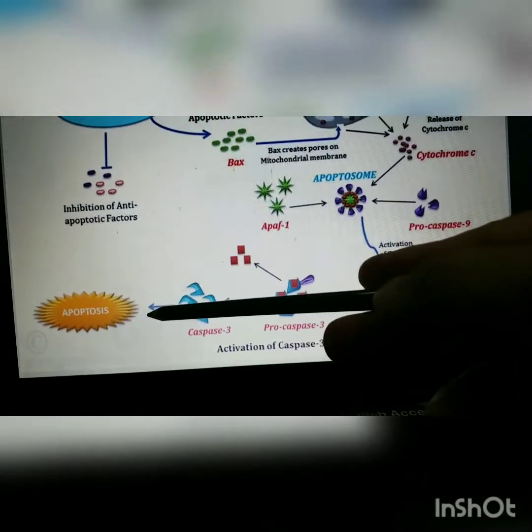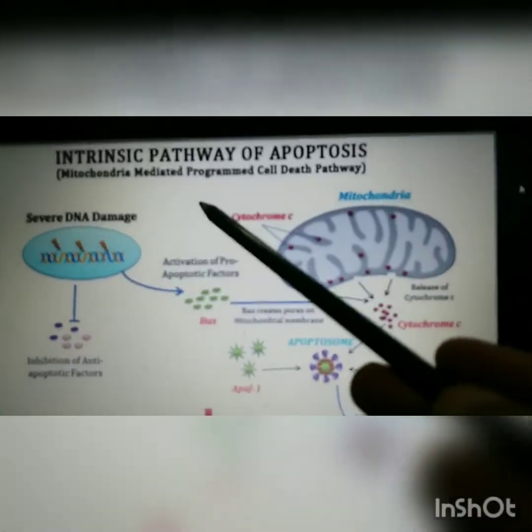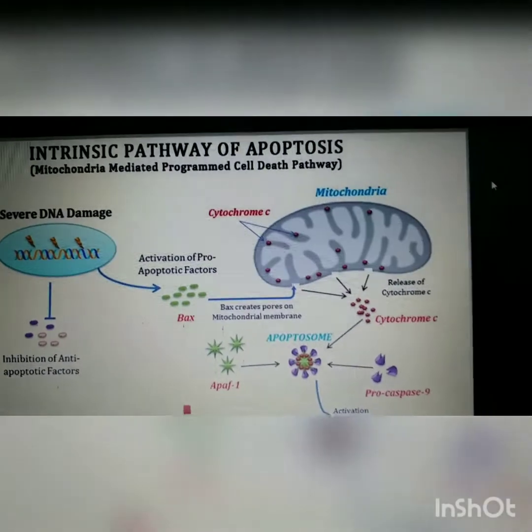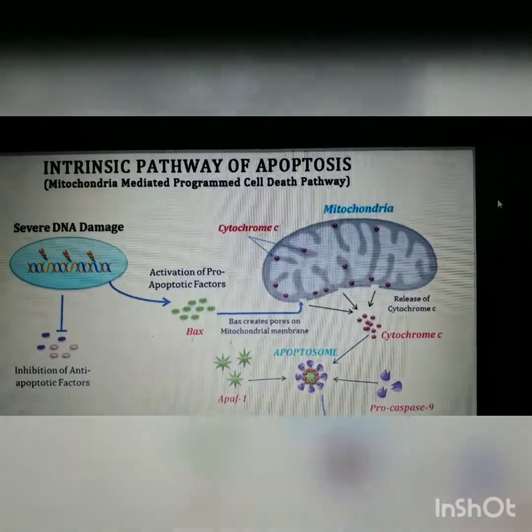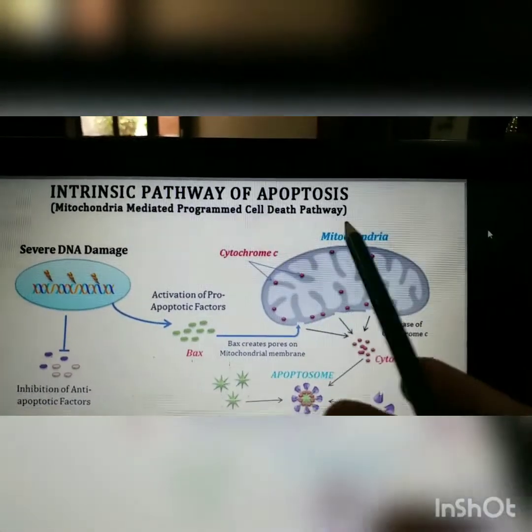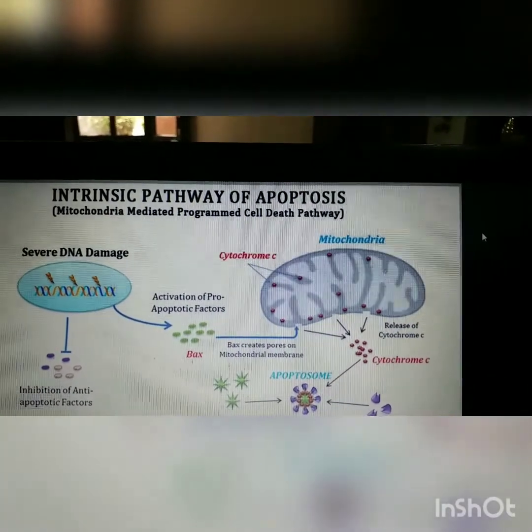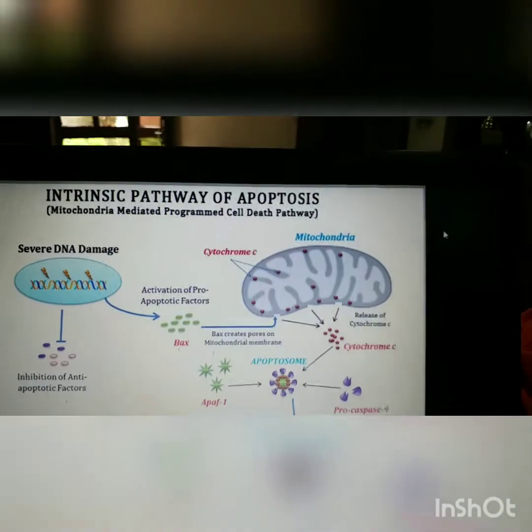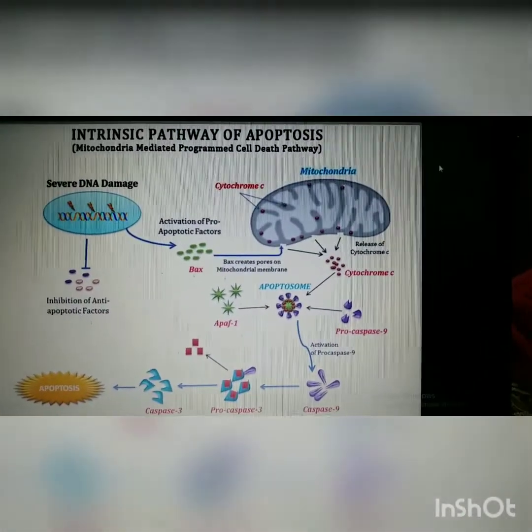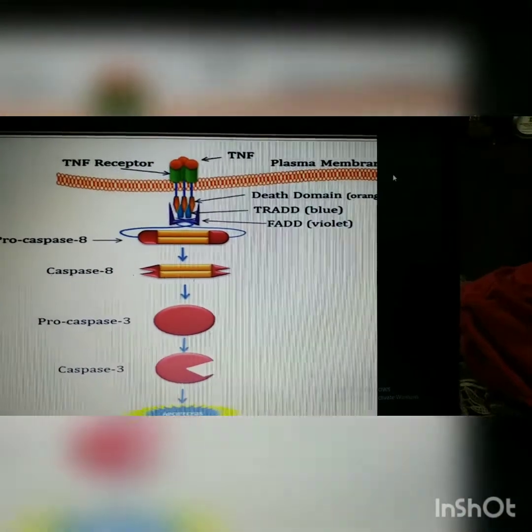So this is basically the mitochondrial mediated programmed cell death pathway. When we go to the IAS level, the question will come to explain the mitochondrial mediated programmed cell death pathway. It is called the intrinsic pathway. So now we are moving to the extrinsic pathway.